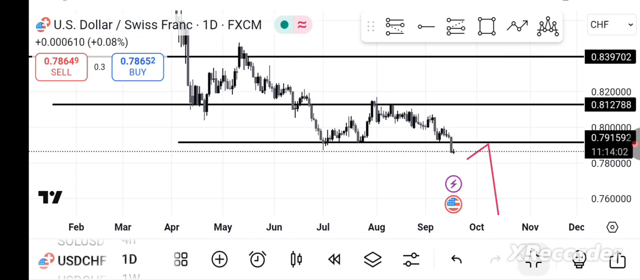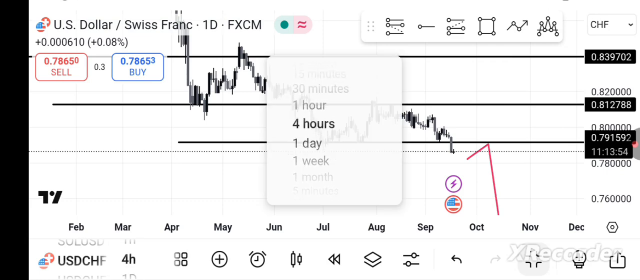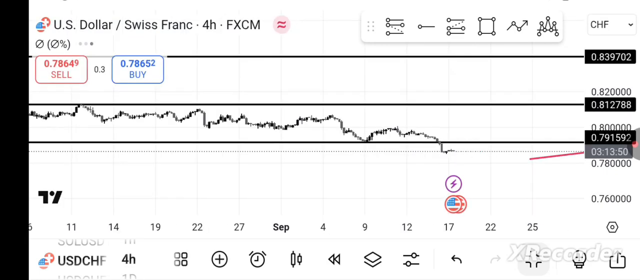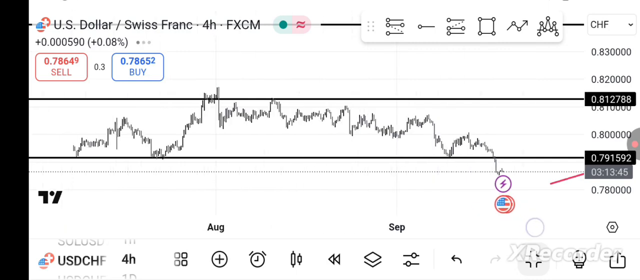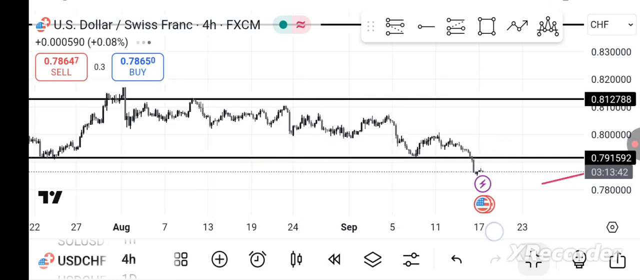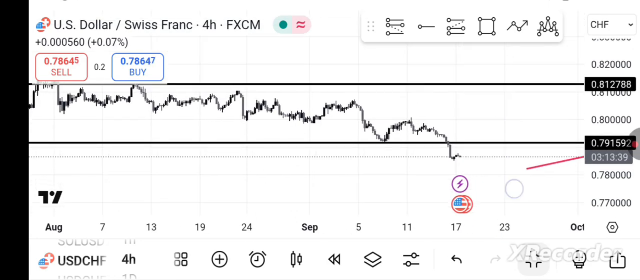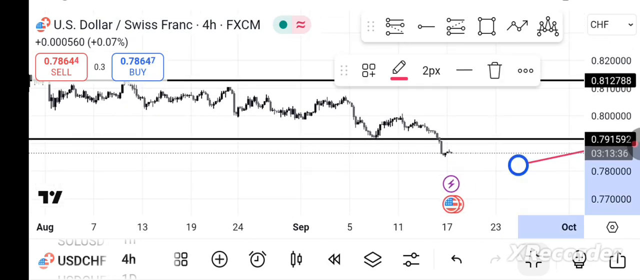So what I'm going to do, my weekly is bearish. My daily is bearish. So scale down to 4 hour to check the trend of the market in 4 hour. Can you see? My 4 hour also is bearish. So what am I going to do? I'm going to be waiting for the retest.